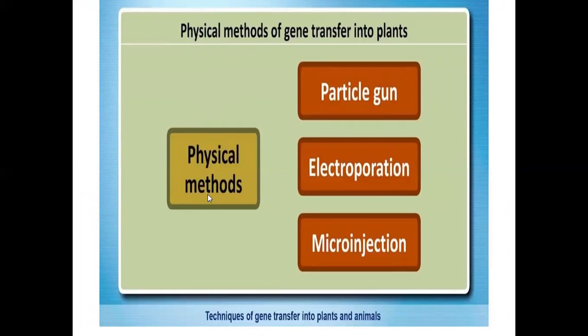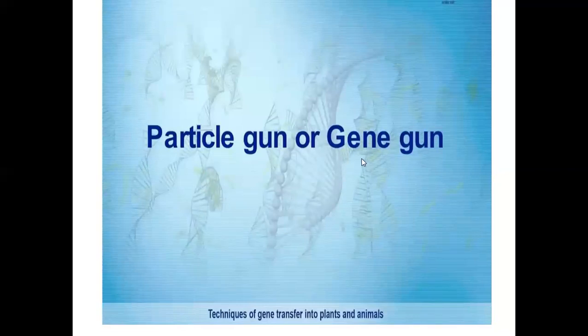Physical gene transfer techniques into plants. In physical gene transfer methods, physical instruments are used. They are the particle gun or gene gun, electroporation, and micro injection. Here, the gene gun, also called the particle gun.